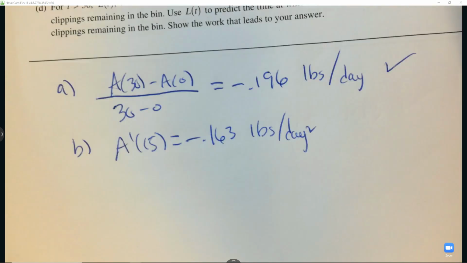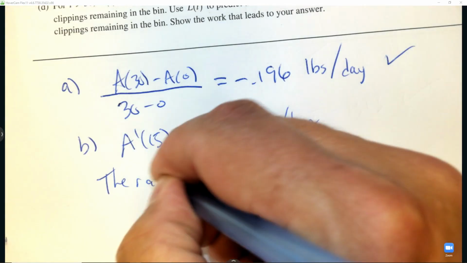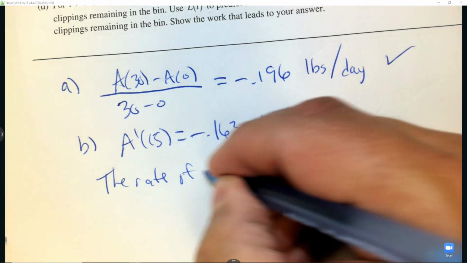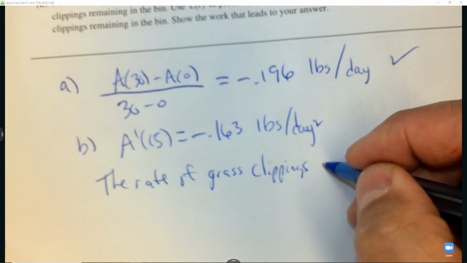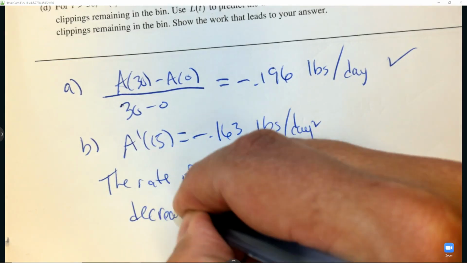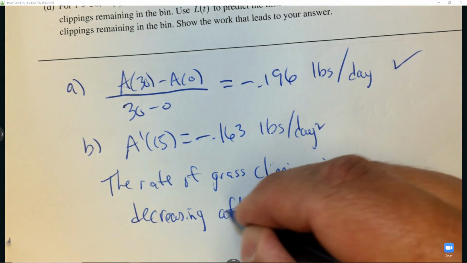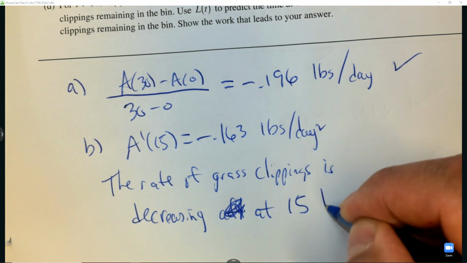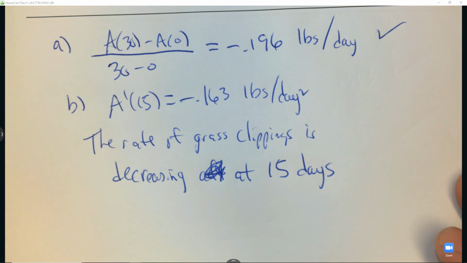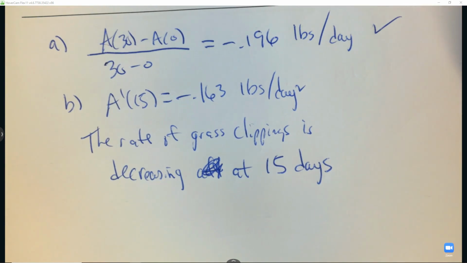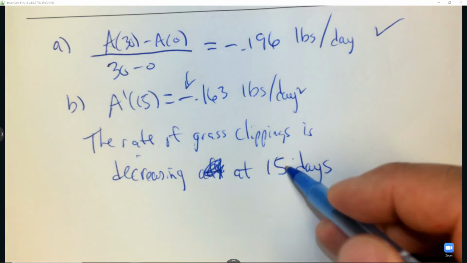And then what is the meaning of that? So that means the rate is decreasing. So the rate of grass clippings is decreasing. The rate is decreasing after 15 days, at 15 days. That's what it means, because it's negative. The rate is decreasing, not the amount, but the rate is decreasing. Part C.